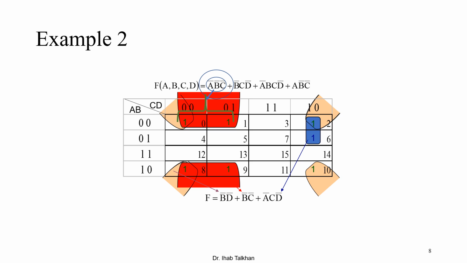If we take B bar as a common factor, you find that F equals B bar multiplied by D bar plus C bar, plus A bar C D bar, and this will be a reduced function for your example.